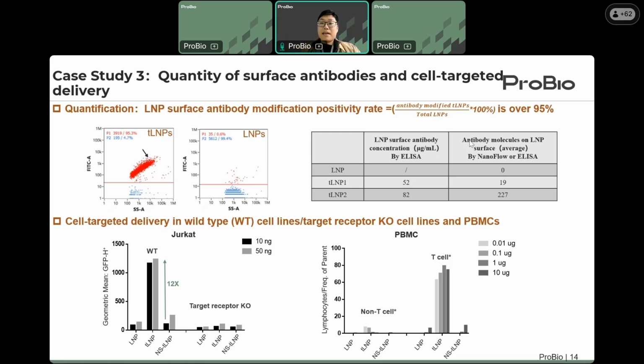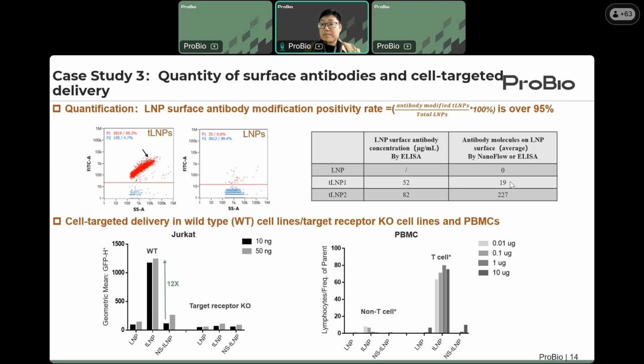Okay. And in ProBio so far, we can easily guarantee we will have this positivity rate over 95%. It's very easy. And it doesn't really matter about your antibody format or LNP formulation. So we can do that, no problem.